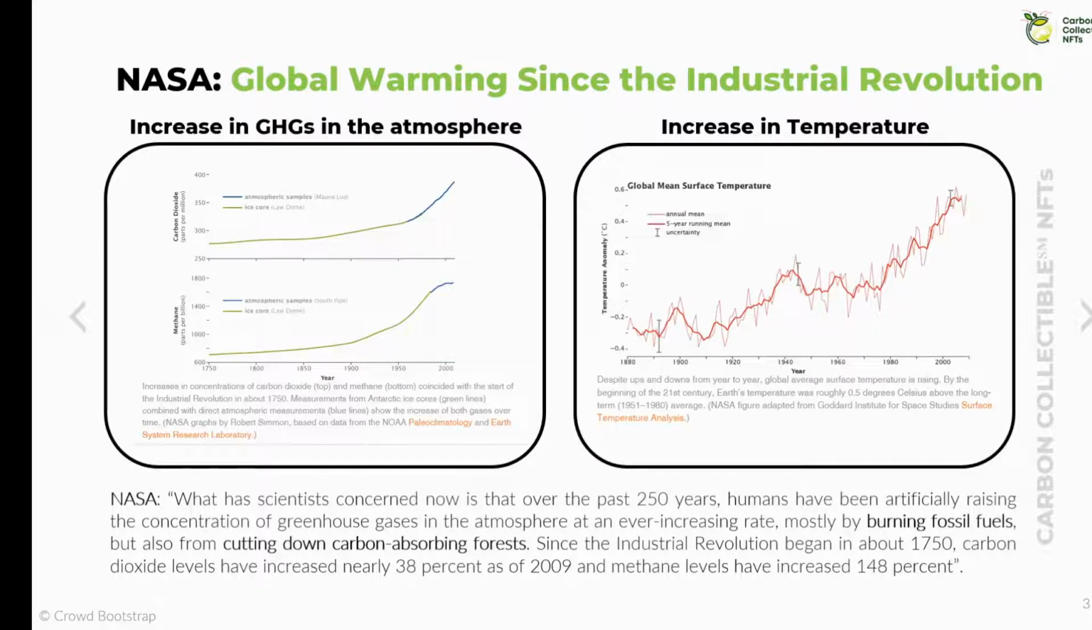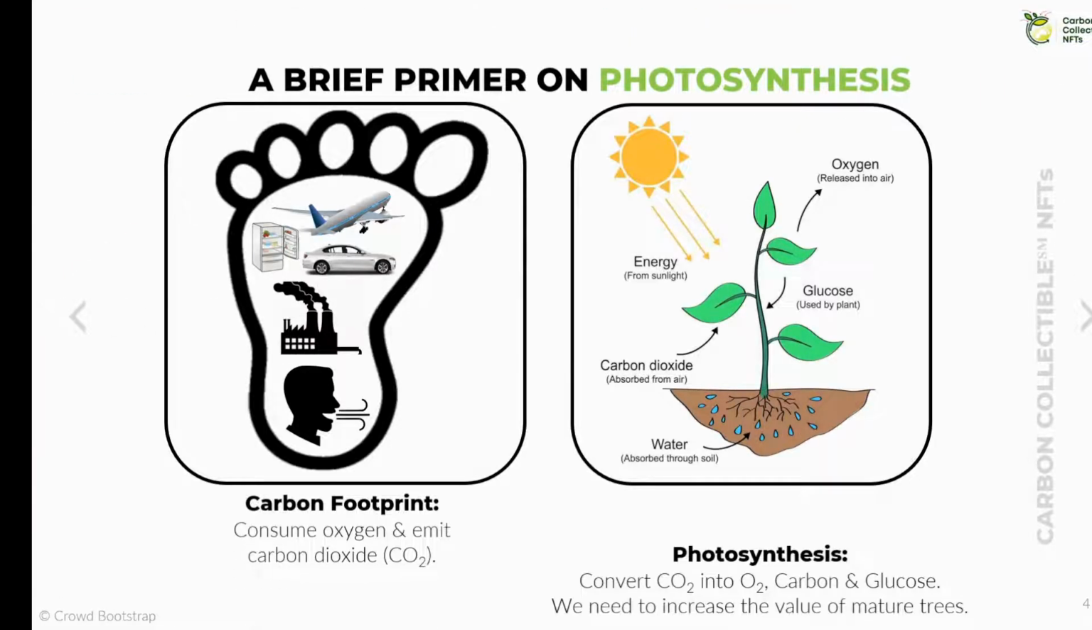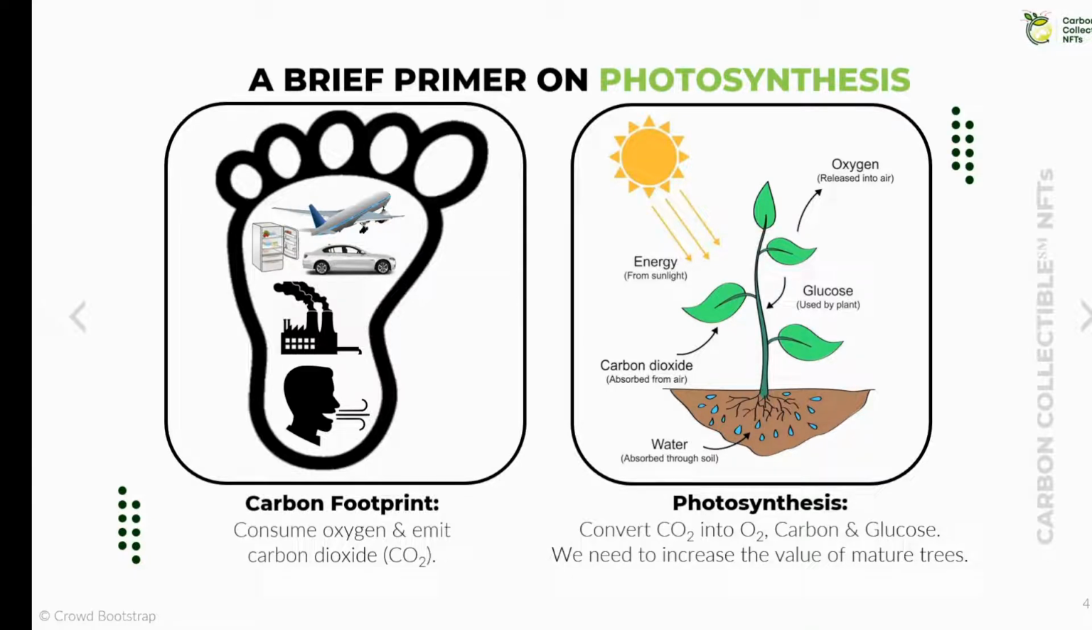And according to NASA, the main causes of global warming are burning fossil fuels and cutting down carbon-absorbing forests. So I guess we should stop burning fossil fuels and we should stop deforestation. Each of us has a carbon footprint that leads to greenhouse gases being emitted into the atmosphere. And trees and forests are really good at removing carbon dioxide from the atmosphere. They use energy from the sun and water to convert carbon dioxide into oxygen, glucose, and carbon, which is stored in the trees and in the biomass.